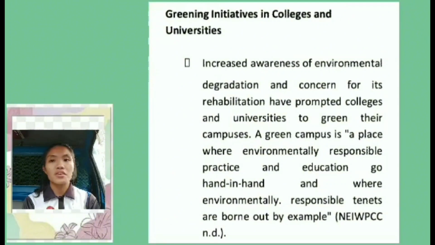Greening initiatives in colleges and universities increase awareness. Environmental degradation and concern for its rehabilitation have prompted colleges and universities to green their campuses. A green campus is a place where environmentally responsible practice and education go hand in hand, and where environmentally responsible tenets are borne out by example. Greening initiatives can also help to increase awareness of environmental degradation and concerns, especially in colleges and universities.